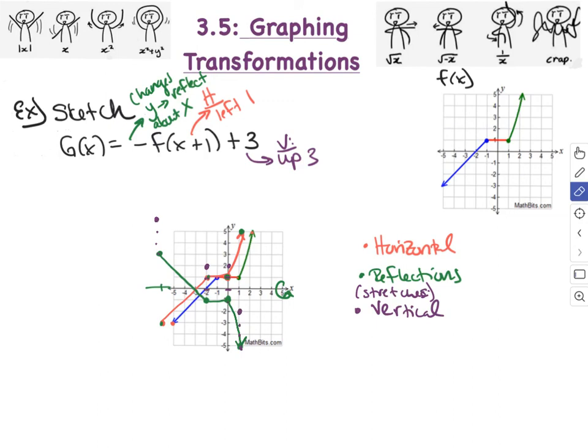You think I was shifting? No, I'm good. We're good. We're going to go down and over and partial parabola. Cool. So that lovely purple graph is g of x equals negative f of the quantity x plus 1, plus 3.